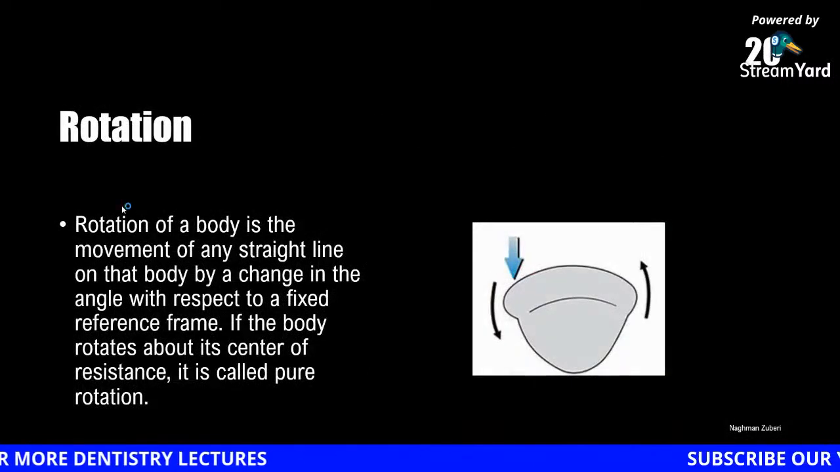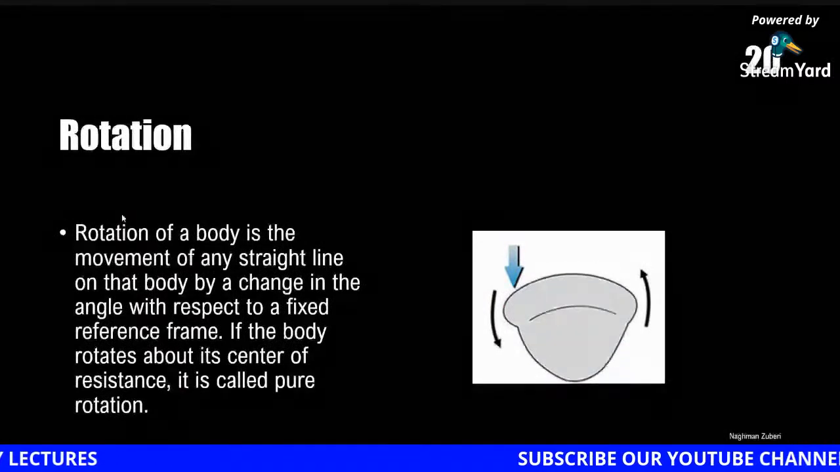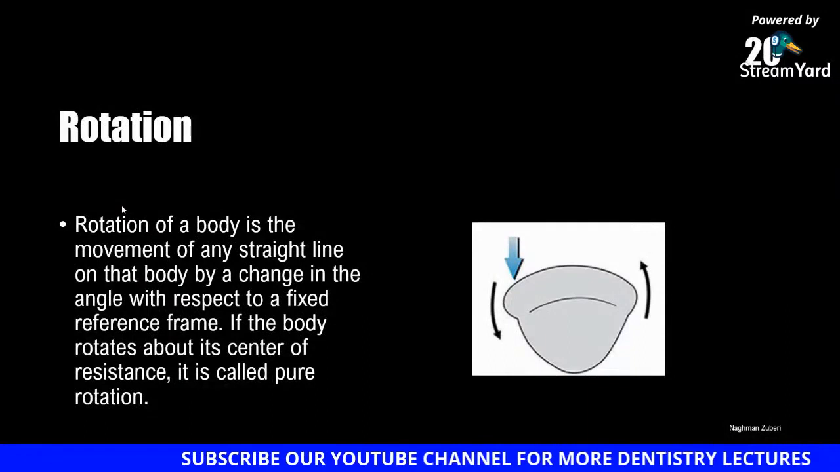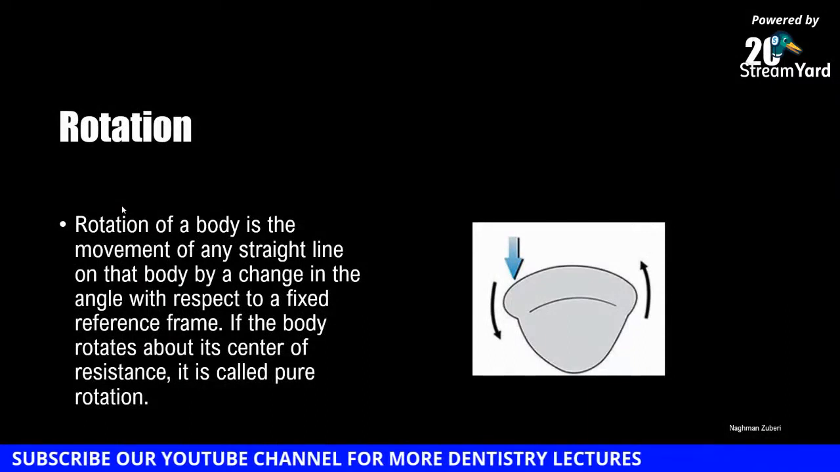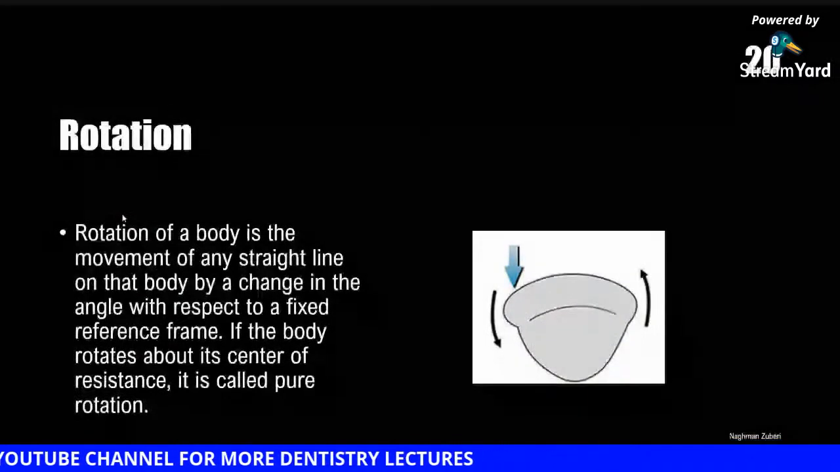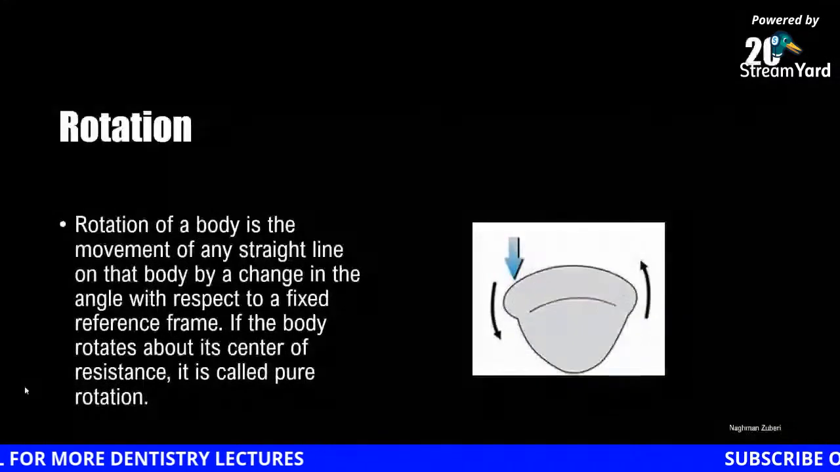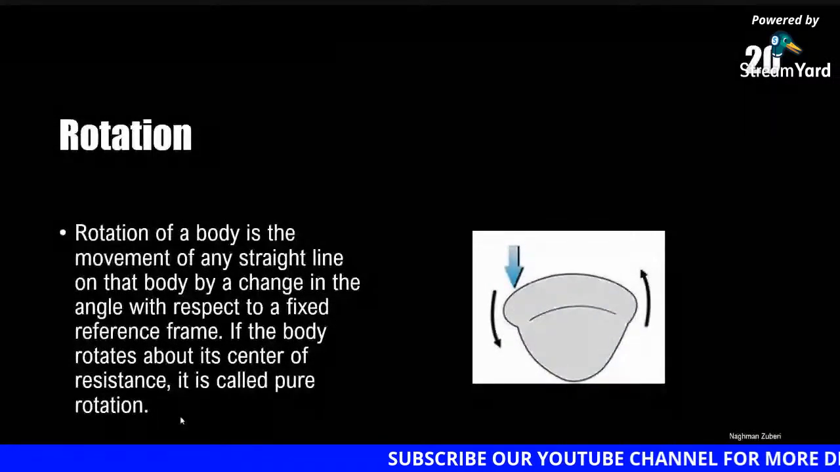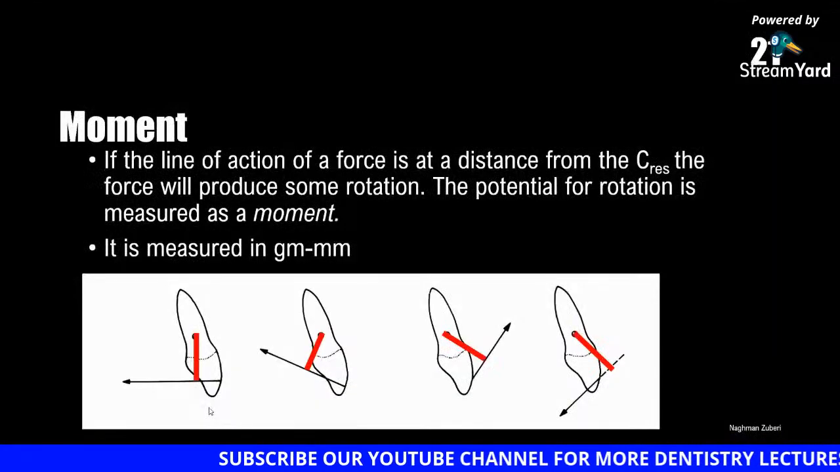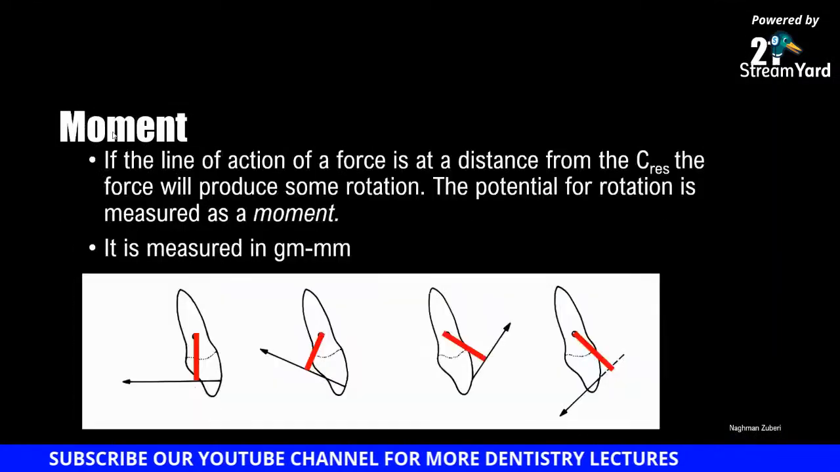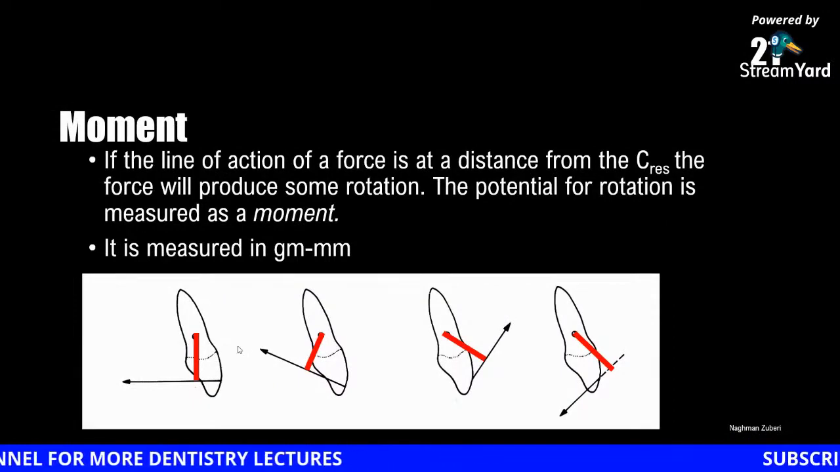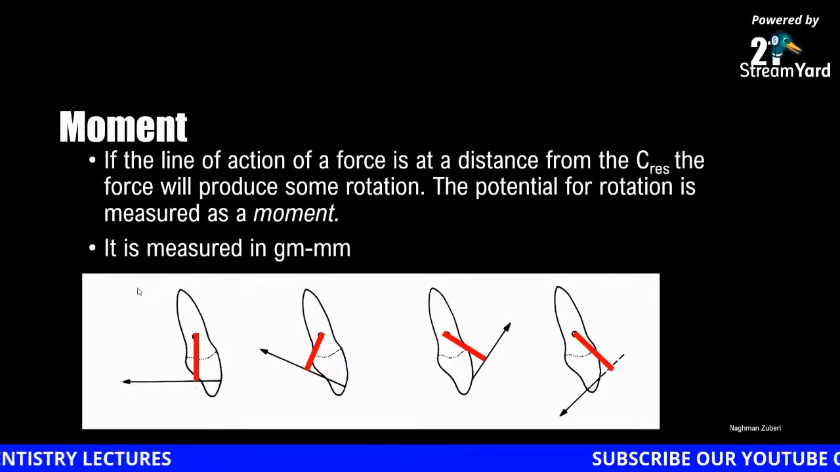Rotation of a body is the movement of any straight line on that body by a change in the angle with respect to a fixed reference frame. If the body rotates about its center of resistance, that is called pure rotation. For pure rotation, we need to have a moment firstly, but not only one moment, we need to have a coupling of the moment.